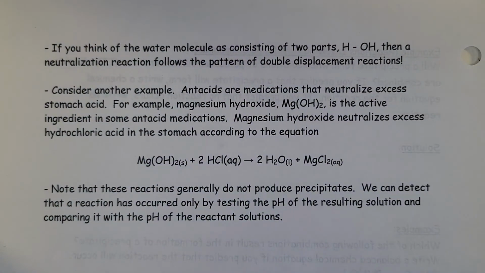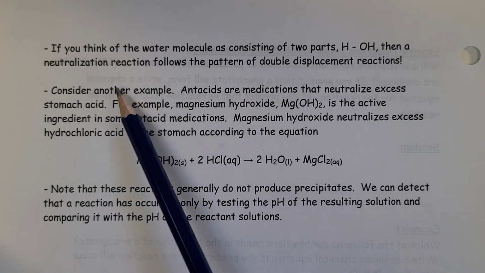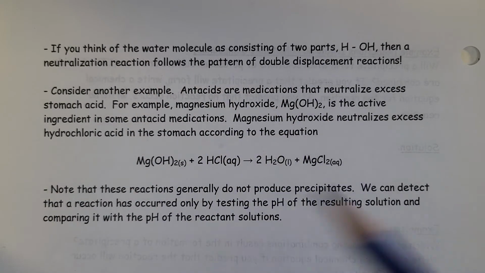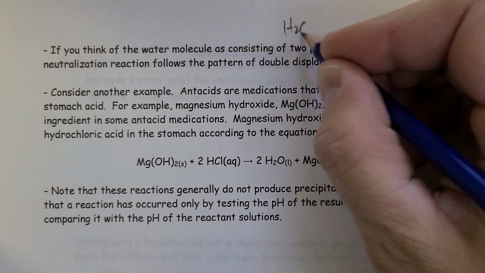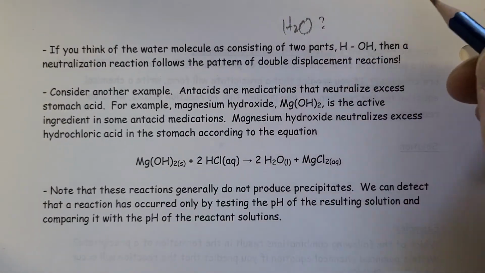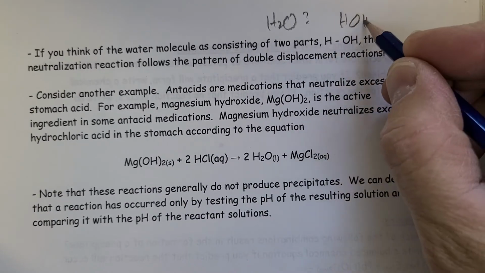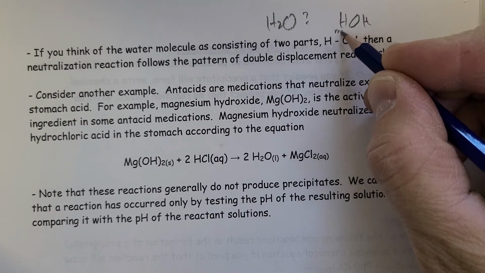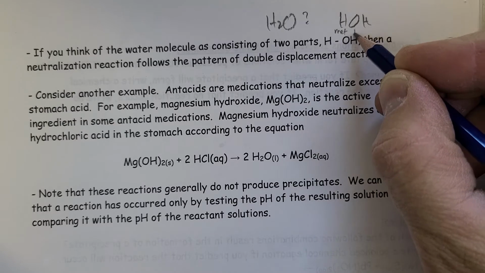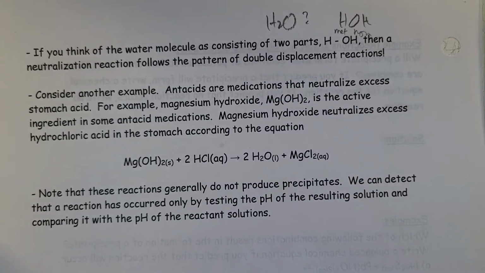So if you think of water as consisting of H and OH, then neutralization follows that pattern. If you keep water as H2O, it's a little difficult to try to rearrange everything. So if you keep it as HOH, we have our hydrogen, which acts like a metal, and our OH group, which acts as a nonmetal.